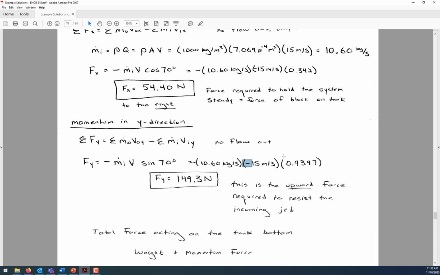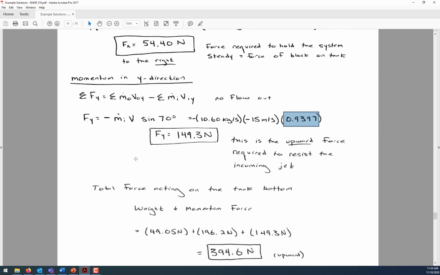And then the component of the velocity that is vertical, 0.9397. That's the sine of 70. So when we calculate the force, it's a positive number because the two minus signs cancel each other. And that indicates the force required to hold the system steady is an upward force. And so then the total force that we need to calculate here, the force that is acting on the bottom of the tank, is the weight plus the momentum force, and in total it's 394.6 newtons. So are there any questions about that example?